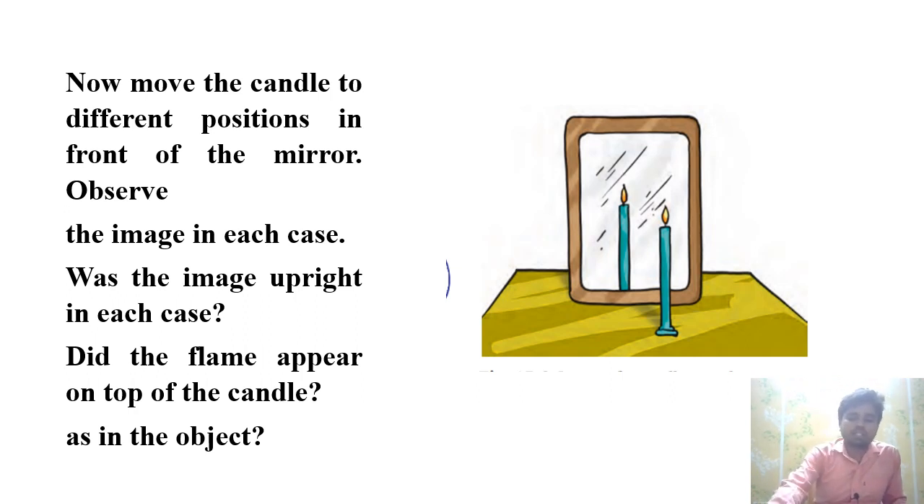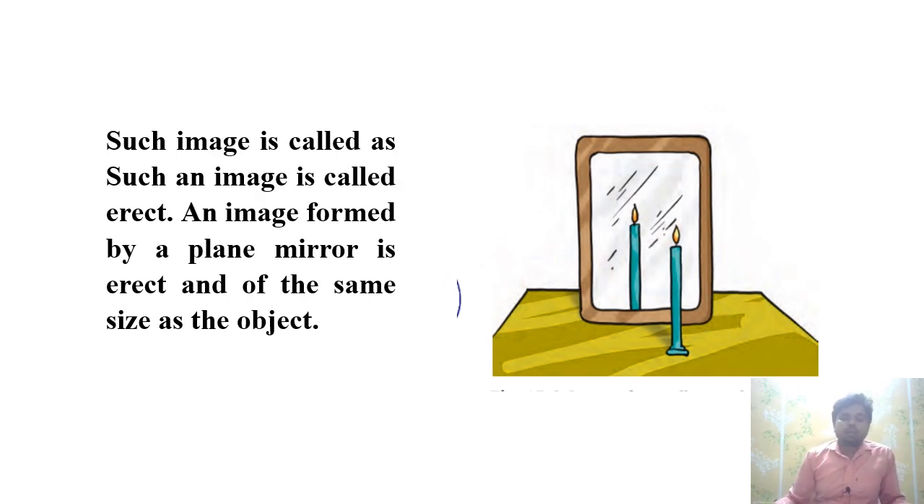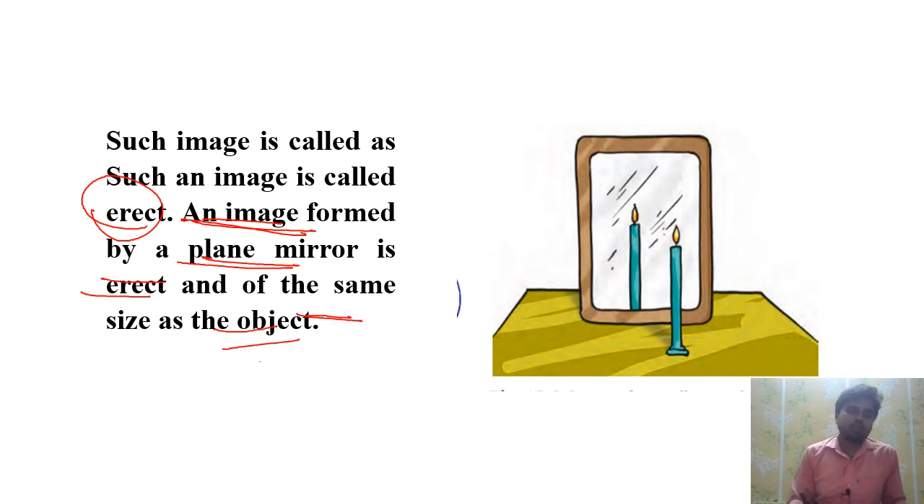Now we will see some of the points over here. If the flame of the candle is up, and in the image also the flame is shown in the up position, such an image is known as an erect image. An image formed by a plane mirror is erect and of the same size as the object.